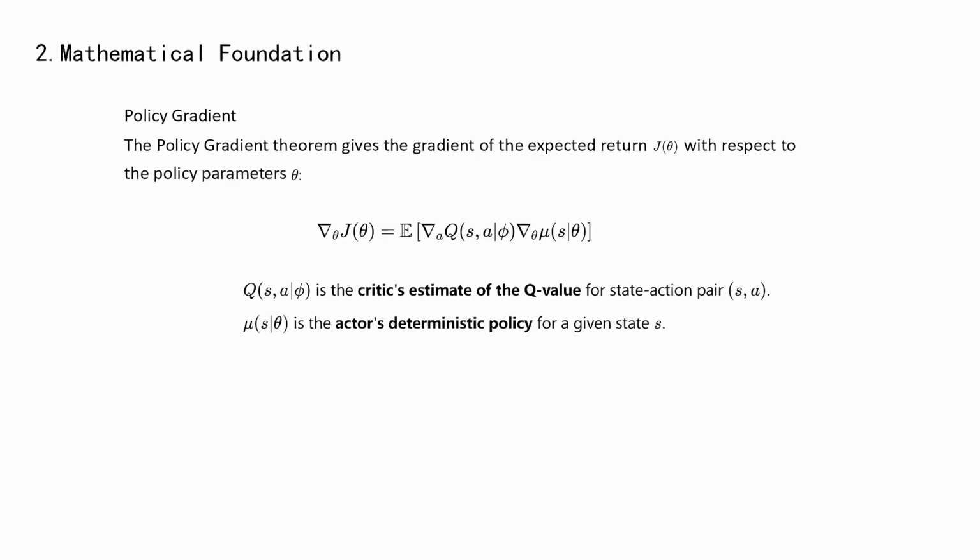The policy gradient theorem gives the gradient of the expected return J(theta) with respect to the policy parameters theta as follows. Q(s,a) is the critic's estimate of the Q value for the state-action pair. Mu is the actor's deterministic policy for a given state s. The gradient of the expected return is used to update the actor's parameters.